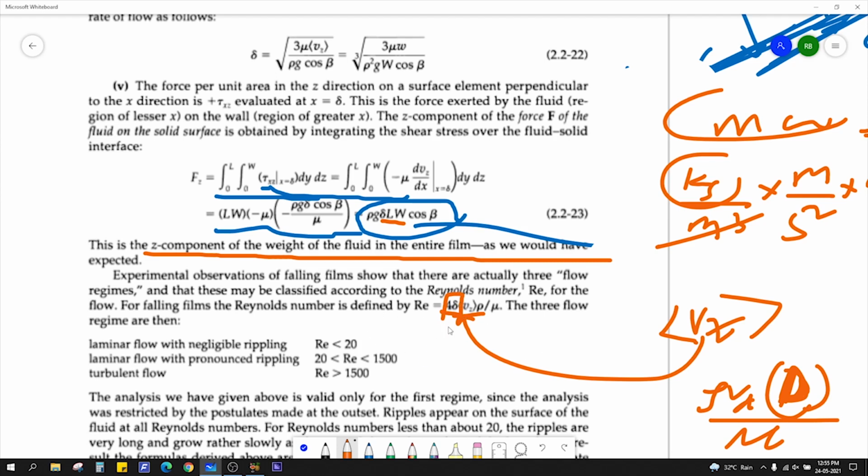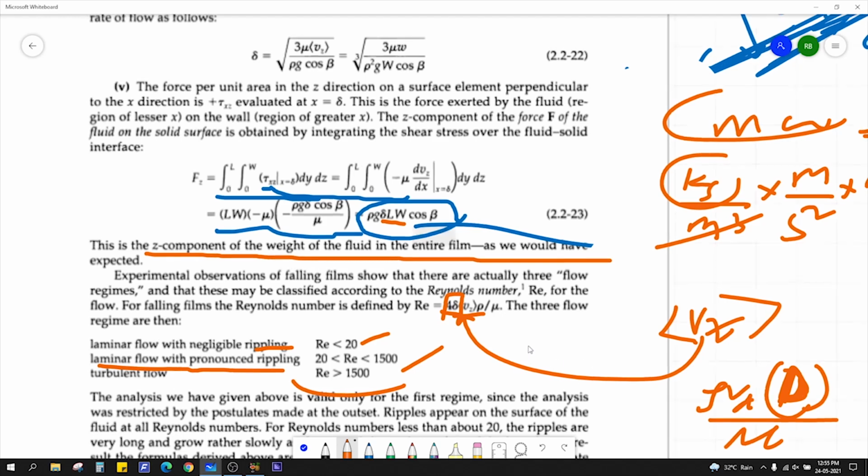If you take the appropriate values, you'll get something like this. Reynolds number less than 20, you'll get laminar flow with no rippling. If in between, then laminar flow with pronounced rippling, and if it is greater than 1500, it is turbulent flow.